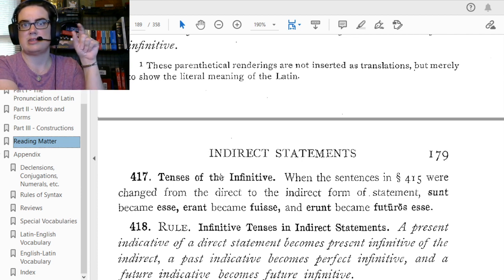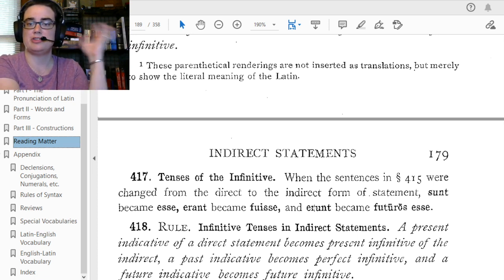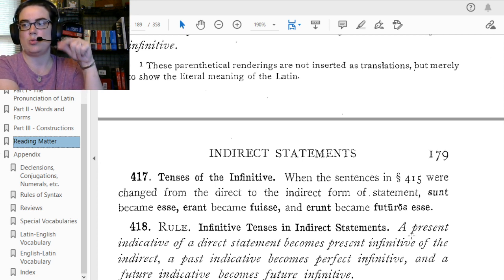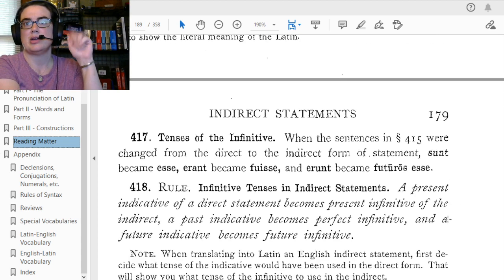Well, that's not actually helpful. There is the present infinitive, esse, audire, whatever the second principal part is. There's a perfect infinitive where you take the third principal part and add isse, so fuisse, whatever. And then there's a future infinitive, which is the future active participle, whose ending will match the accusative subject, and then esse. So a present indicative of a direct statement becomes present infinitive of an indirect.